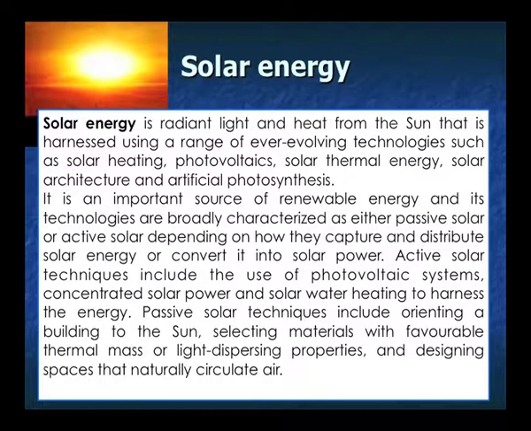Solar technologies are broadly characterized as either passive solar or active solar, depending on the way they capture, convert and distribute the energy from the sun. Active solar techniques include the use of photovoltaic panels or cells and solar thermal collectors to harness this energy. Passive solar techniques include orienting a building to the sun, selecting materials which are favorable for thermal mass or light dispersing properties, and designing spaces such that they can naturally circulate air or light.